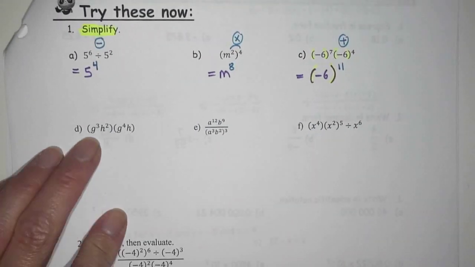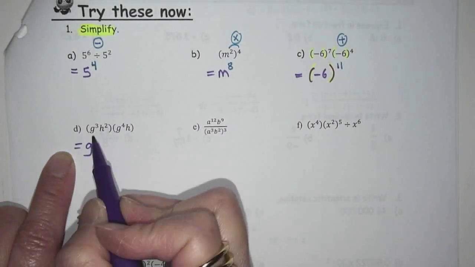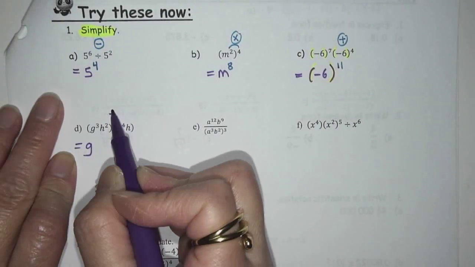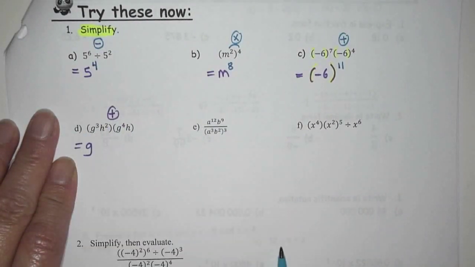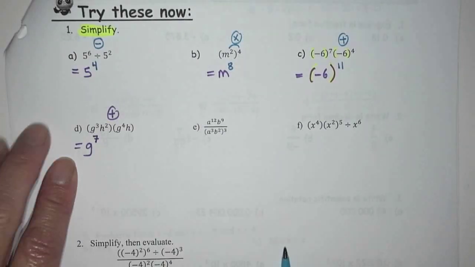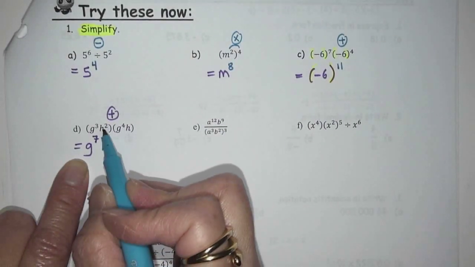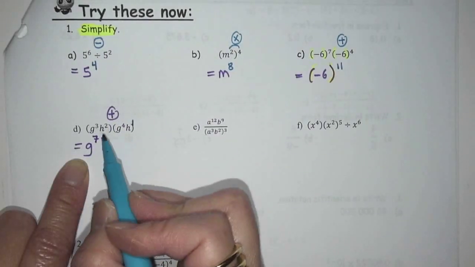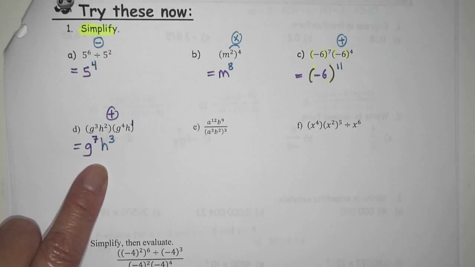Right, for the next one, we have the base of g. So the 3 and the 4, we're adding them. So 3 plus the 4 gets me, and I'll just write this with a 7. And then the base of h, so grab the h, that's 2 plus an invisible 1. 2 plus 1, so that gets me a 3. And that's it.